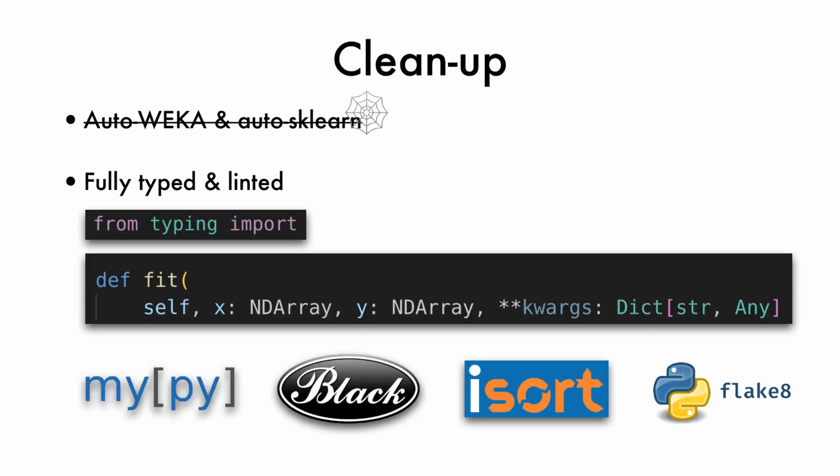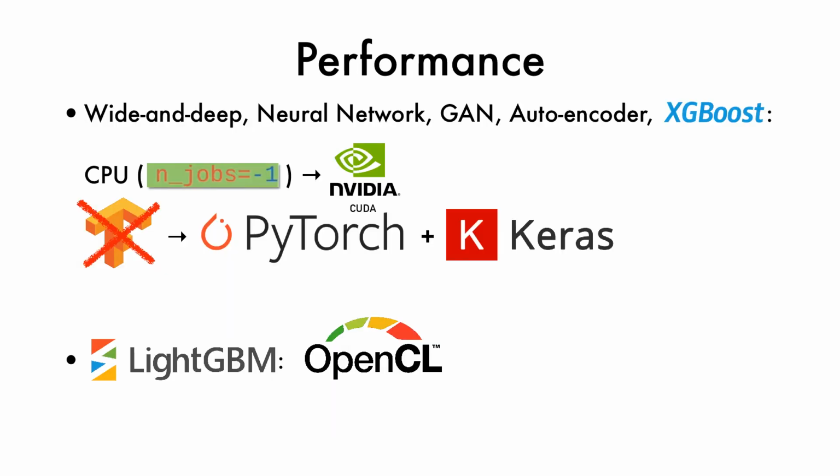In the meantime, AutoWeka and Auto-sklearn fell into disrepair and are no longer maintained, so I got rid of them and decided to have cleaner code. I made it fully typed, and at the same time, I started using linters and type checkers. Finally, rather than relying only on CPUs, I switched to CUDA where possible, and I also ported TensorFlow code to PyTorch-backed Keras and switched to using OpenCL for LightGBM.